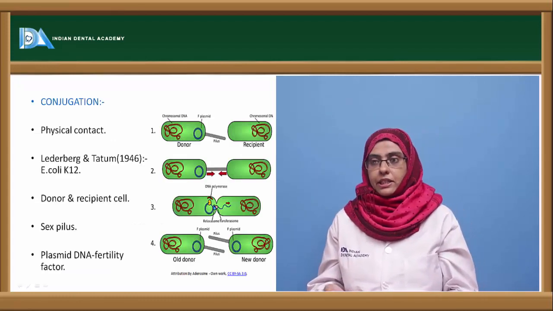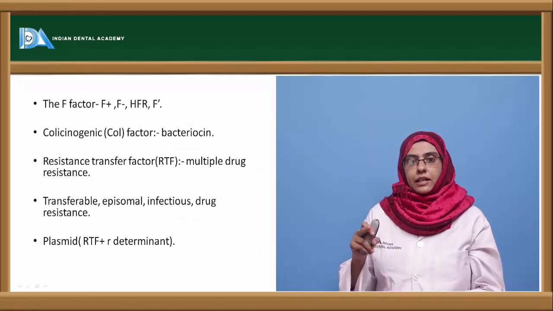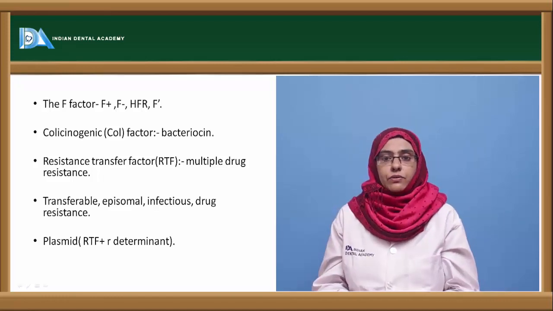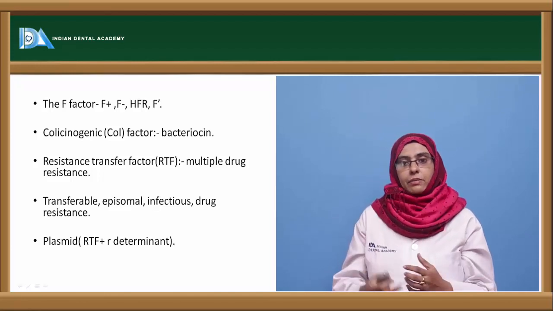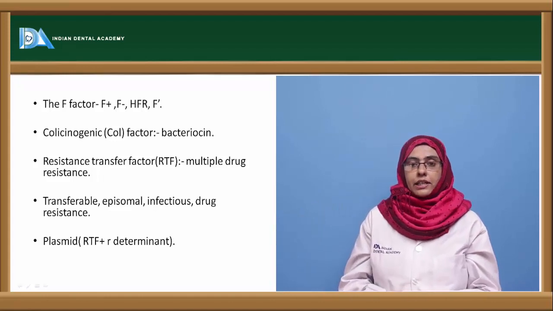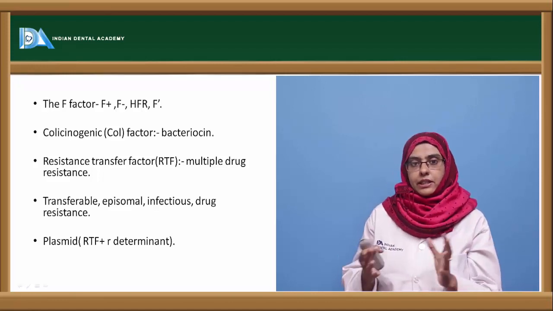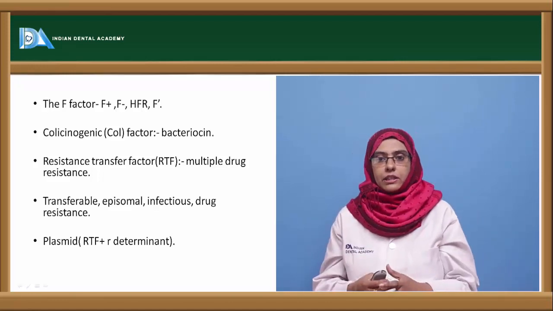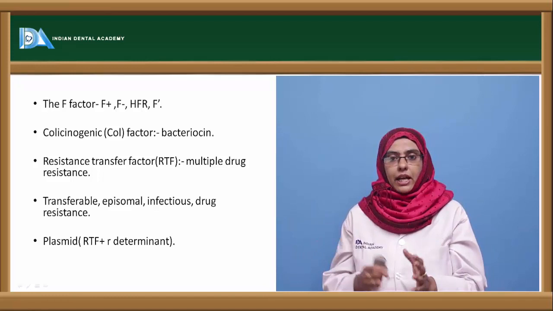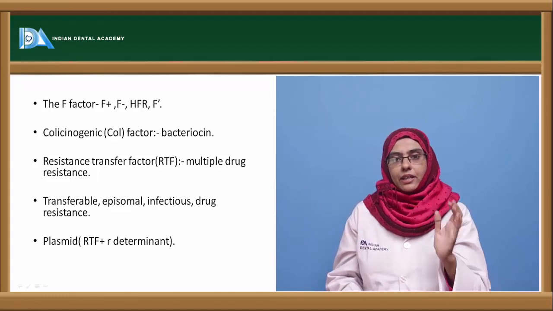So RTF is a resistant transfer factor, along with the R determinant, and it is the R determinant that has the resistance towards the different types of antibiotics. It can be more than 8 antibiotics to which a particular organism can be resistant. Sometimes this RTF or R factor is a complex with 2 factors, that is RTF as well as R determinant. In some organisms they can live separately, as RTF plus R determinant. In that case the R determinant cannot be transferred from one cell to the other cell. It is only the RTF that can be transferred.